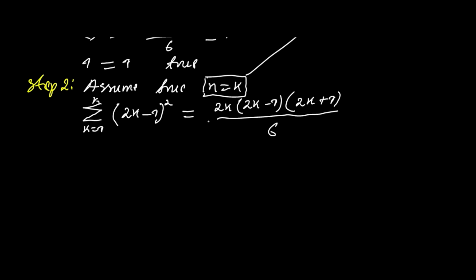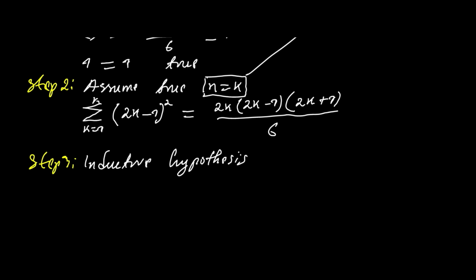Now for step 3, which is the inductive hypothesis, we're actually applying the inductive hypothesis. So here we are going to use the assumption of the inductive step to prove true for n equal to k plus 1. We are going to use the assumption above here to prove true for n equal to k plus 1.